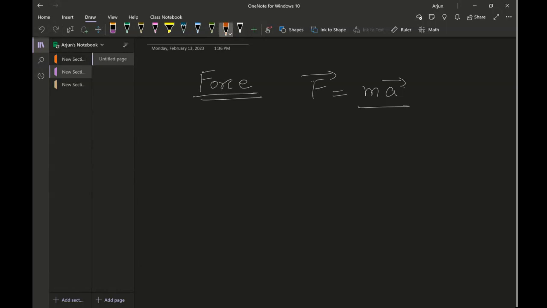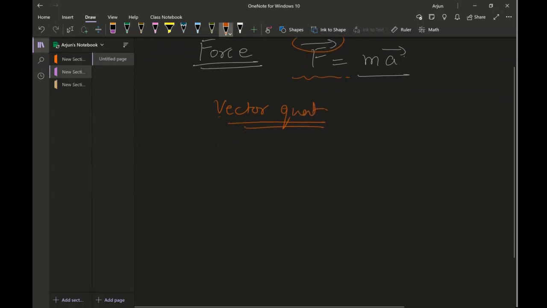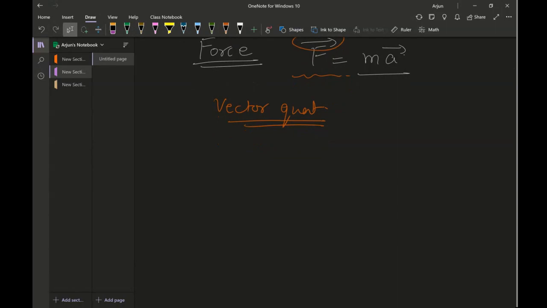So if you see this formula for force, there is a vector on top. So it is a vector quantity. Now, when we talk about force, we will apply the same rules as we applied to all those quantities which were vector quantities, like velocity and displacement.